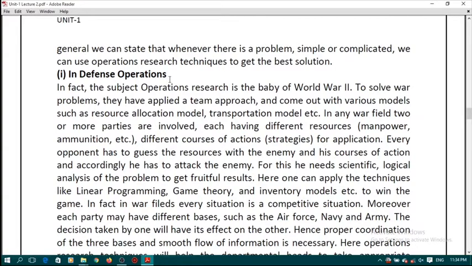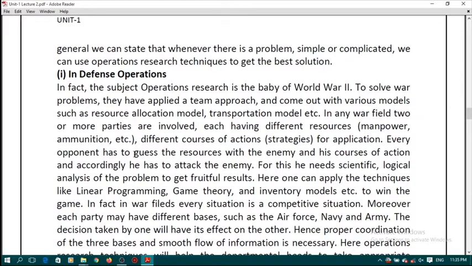Yes, we know operation research is a war baby. In fact, the subject operation research is the baby of World War II. To solve war problems, they applied a team approach and came out with various models such as the resource allocation model, transportation model, etc. In any war field, two or more parties are involved, each having different resources like manpower, ammunition, etc. Different courses of action, or we can say strategies for applications.